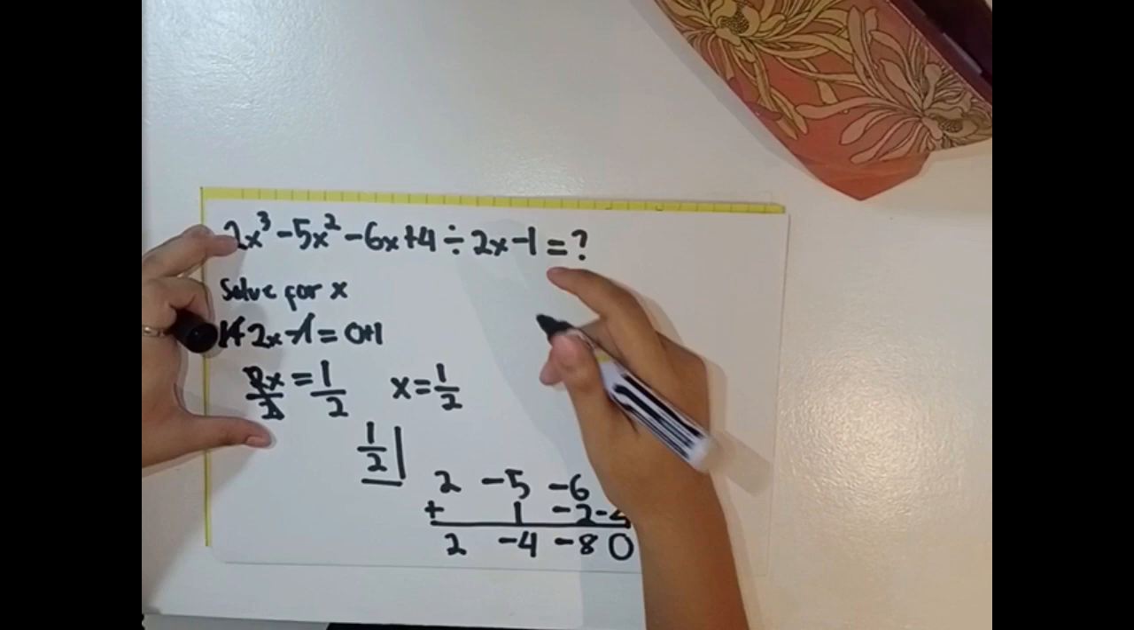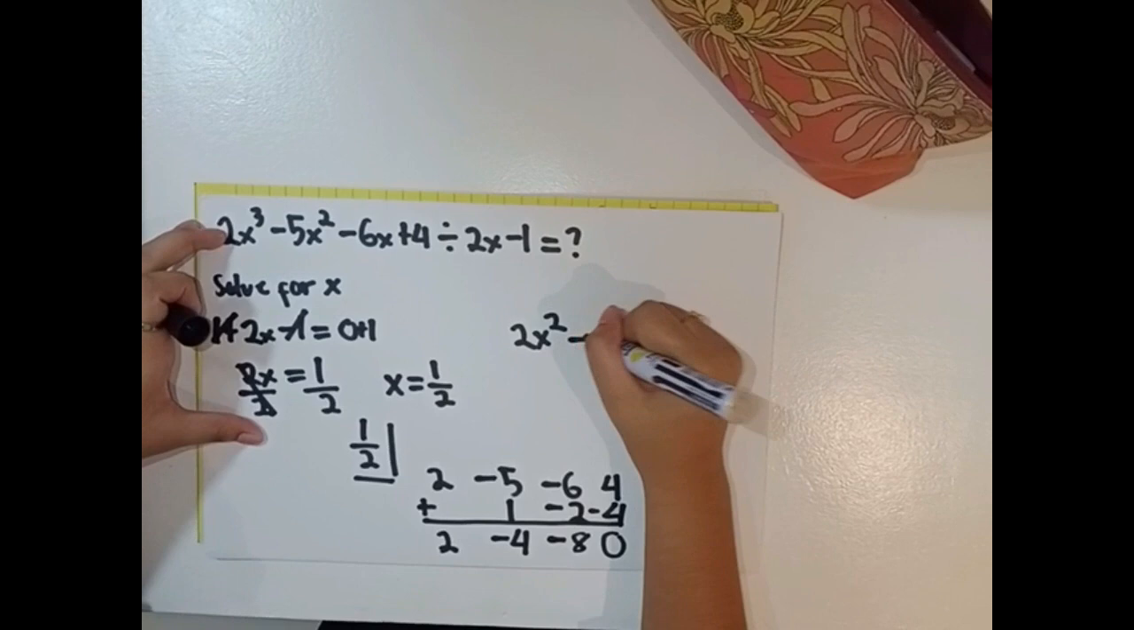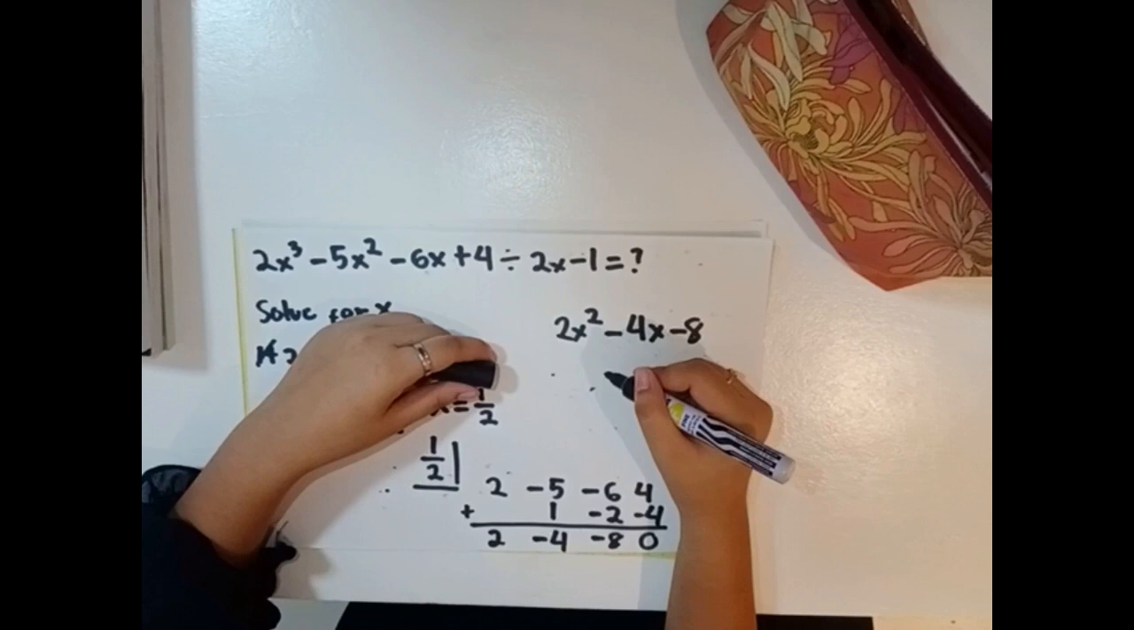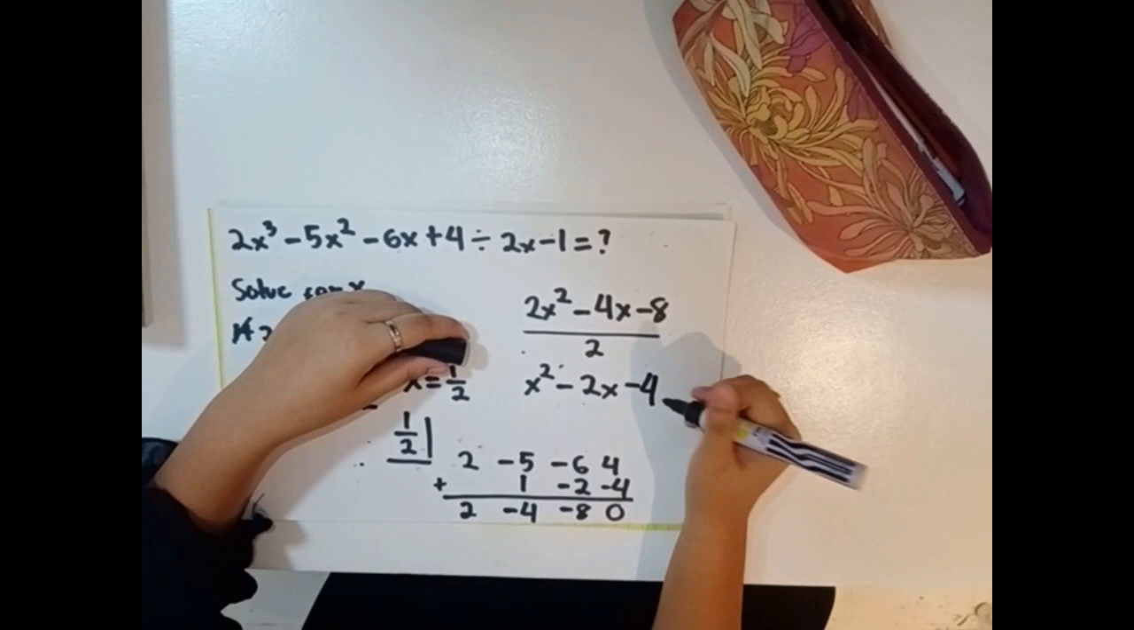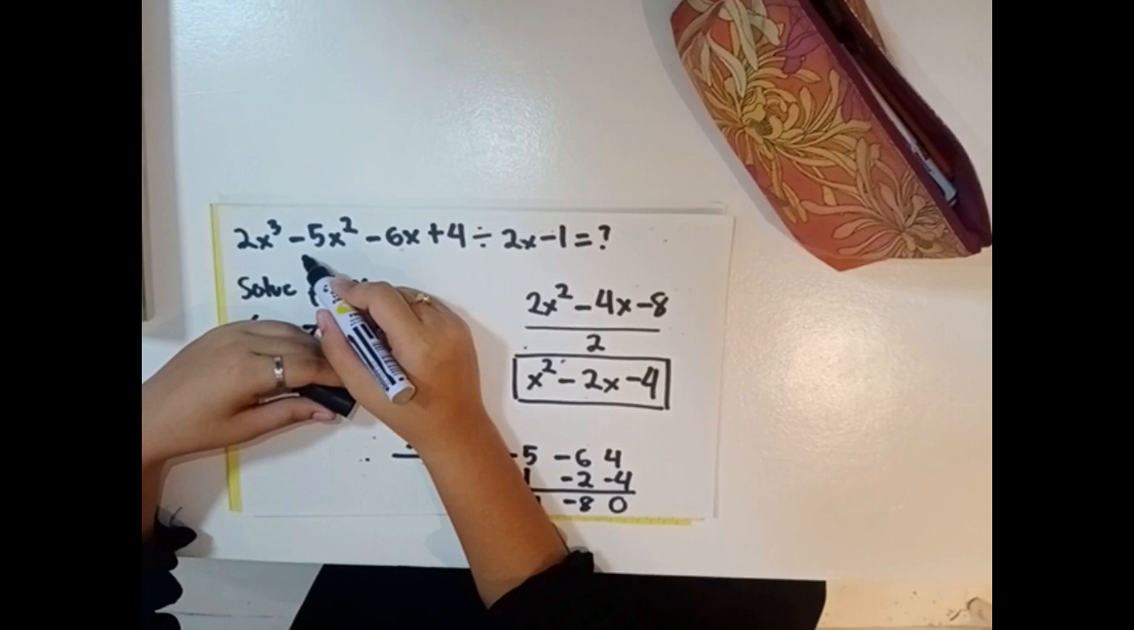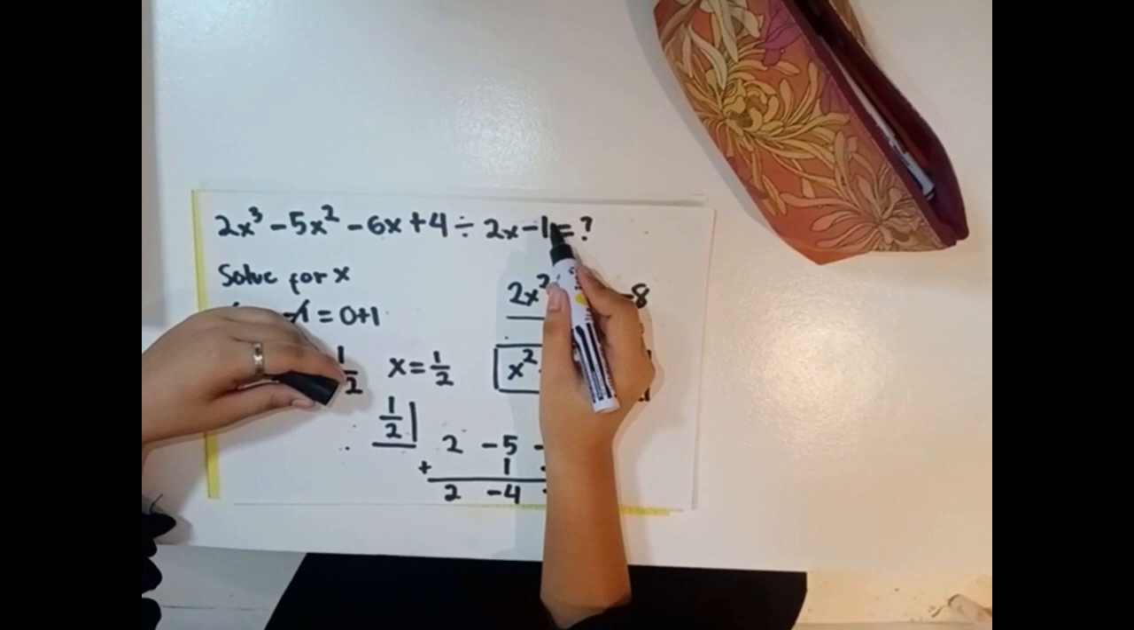So, 2x squared minus 4x minus 8. As you can see, we have a common factor of 2. So, x squared minus 2x minus 4. And that's the final answer. So, 2x cubed minus 5x squared minus 6x plus 4 divide 2x minus 1 is equals to x squared minus 2x minus 4.